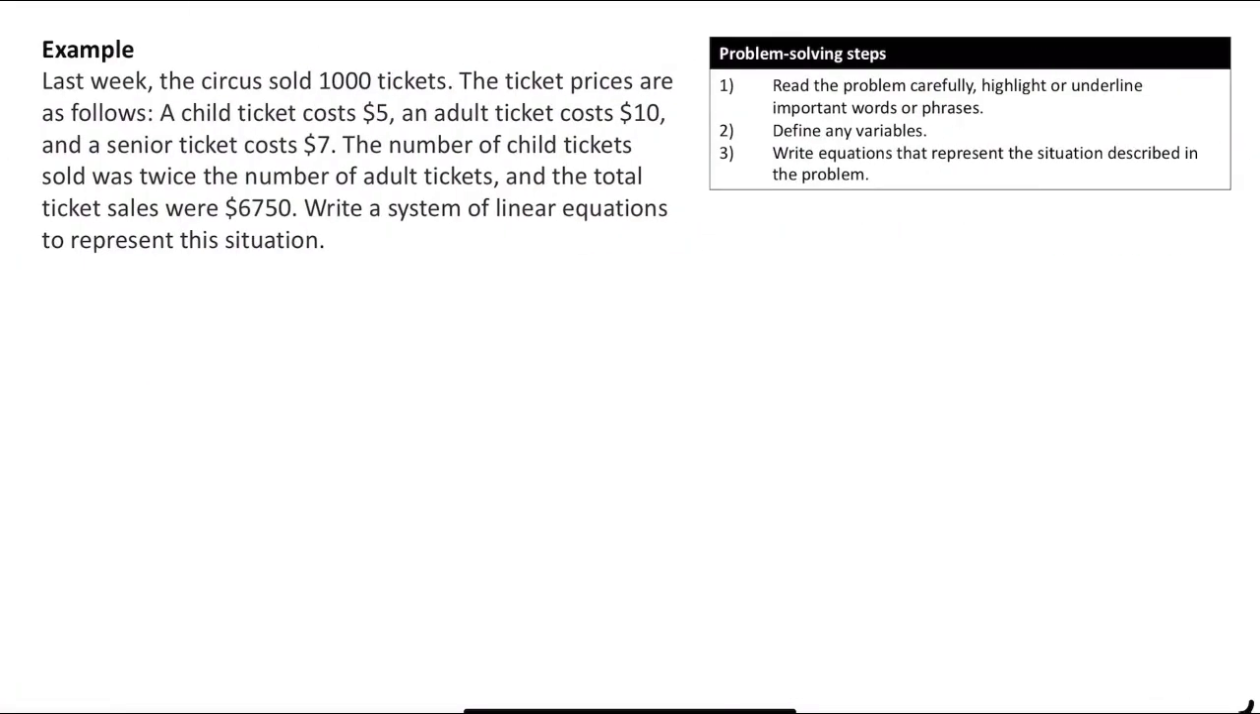Last week the circus sold 1,000 tickets. The ticket prices are as follows. A child ticket costs $5, an adult ticket costs $10, and a senior ticket costs $7. The number of child tickets sold was twice the number of adult tickets, and the total ticket sales was $6,750. Write a system of linear equations to represent this situation.